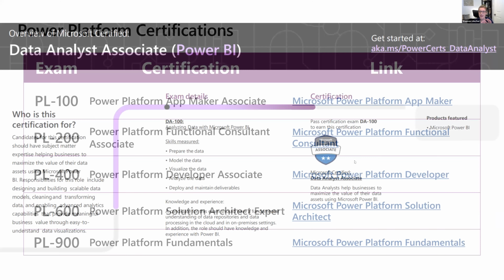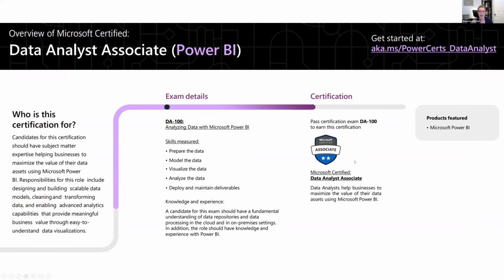But okay, so going back to the bread and butter of why we are here. We are really just talking about this data analyst role-based certification. This is for people who have used Power BI as an analyst and also have a working knowledge of admin and governance.